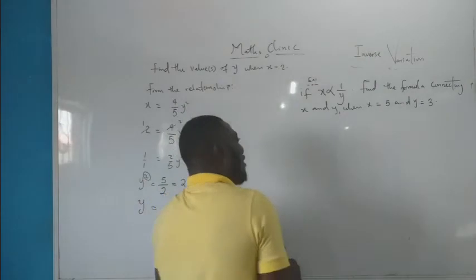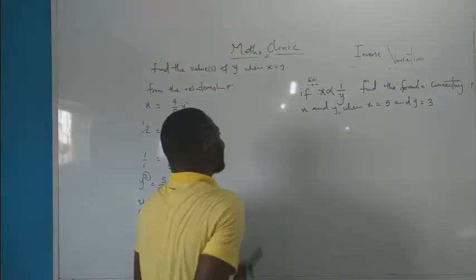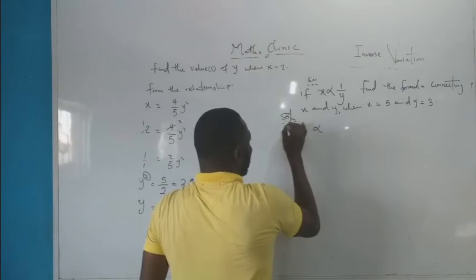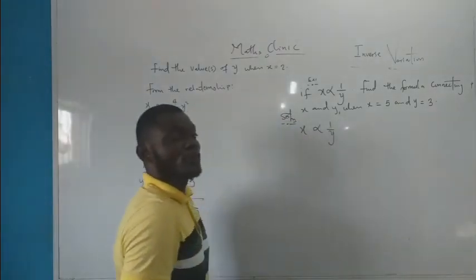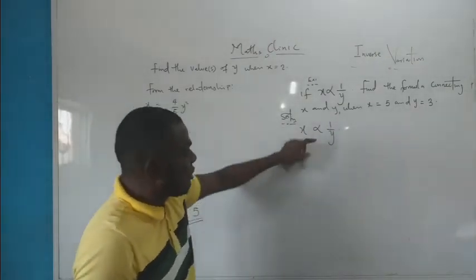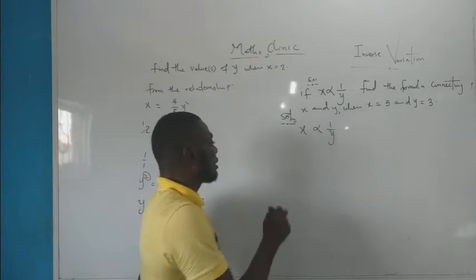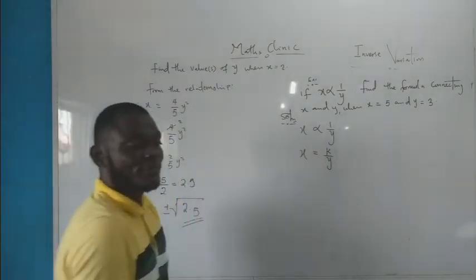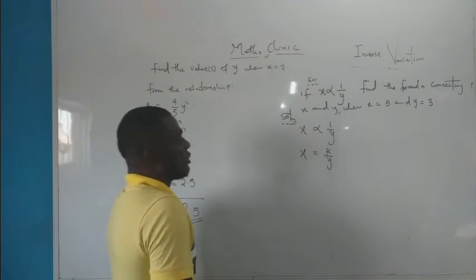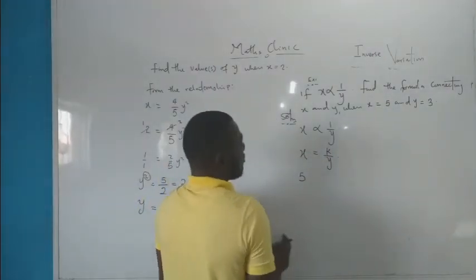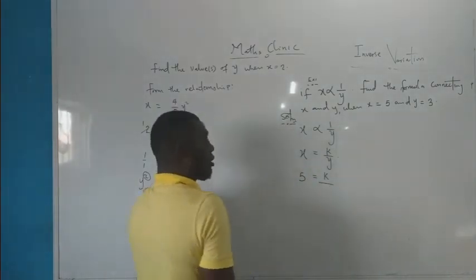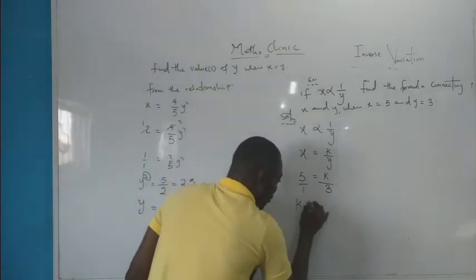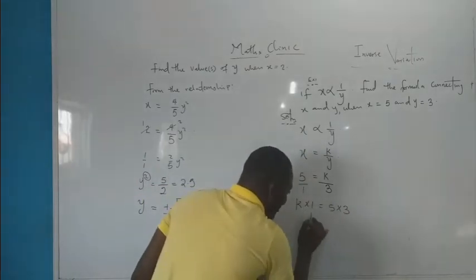If x varies inversely as y, that's 1 over y. So x varies as 1 over y. To remove this, we have to have an equality sign, followed by k. So this will be x equals k over y. So x is 5, k is unknown, we are not given the value of k, and y is 3. This is the same thing as over 1, right? So you can have k times 1 equals 5 times 3. K times 1 is k, equals 15.